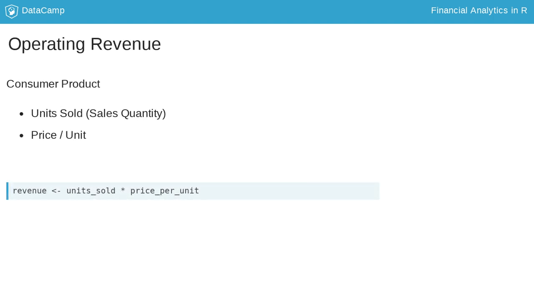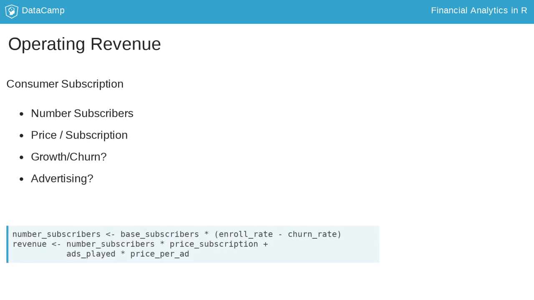Operating revenue is generated directly from your product or service. For a consumer product, like a cup of coffee, revenue equals the number of units or cups sold times the price per unit. In contrast, for a subscription product, like music streaming, revenue includes other components. Enrollment and churn rates affect the number of subscribers, and revenues might come from both subscriptions and advertising. Of course, revenue can also take many other forms for different consumer and commercial products.